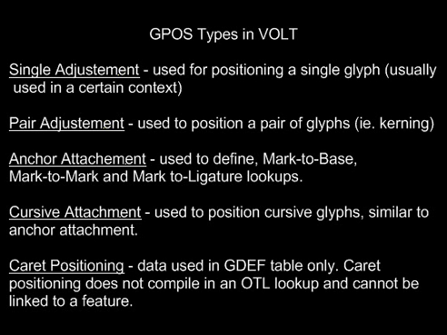A pair adjustment is used to position a pair of glyphs, for example in kerning. Each pair is adjusted individually. If a glyph group is used, all the glyphs in the group get the same treatment and positioning.